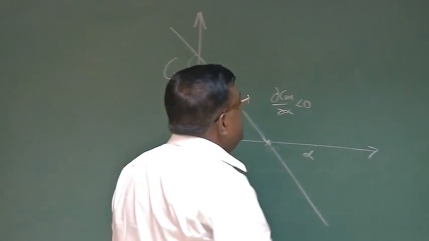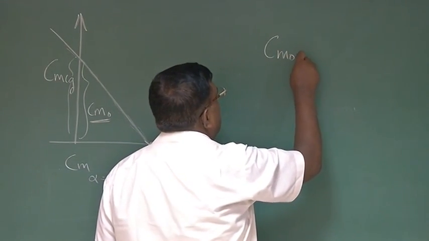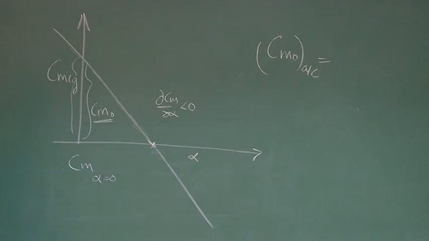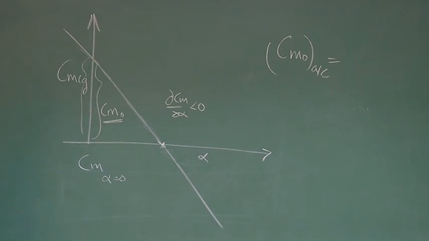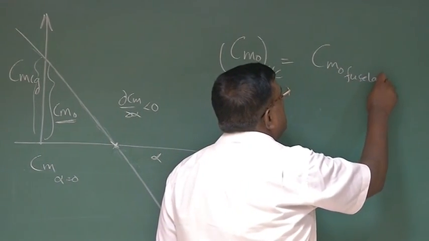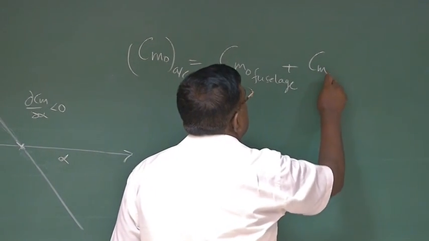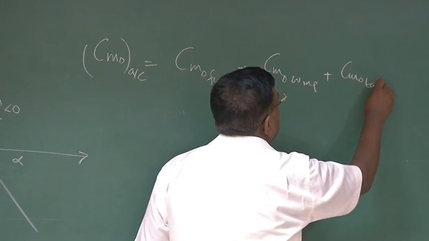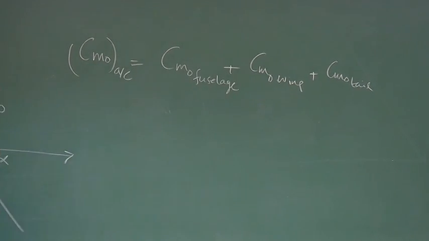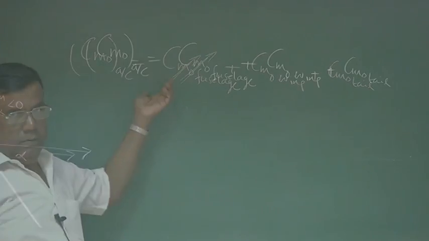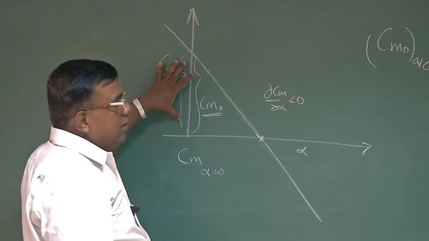Now the question comes, if I need Cm naught of the aircraft to be some value, then who will contribute towards this Cm naught? Naturally, Cm naught because of fuselage, Cm naught because of wing, and Cm naught because of tail. They are the three contributors. Of course, in a relative sense, we can say one is negligible compared to the other two. That doesn't mean it is 0. So that is this Cm naught, Cm at alpha 0.